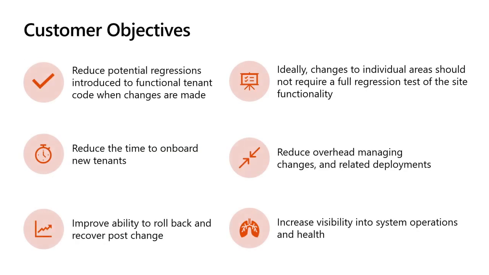There are a few key things this customer wants to achieve. They want to reduce the potential regressions in the functional tenant code when a change is made. They want to reduce the time to onboard new tenants. They want to improve the ability to roll back and recover post-change. Ideally, they want to see the individual areas where a full regression test is not needed, that should not affect the site functionality. They need to reduce the overhead of managing changes and related deployments. And finally, they want to increase the visibility into systems operation and health.